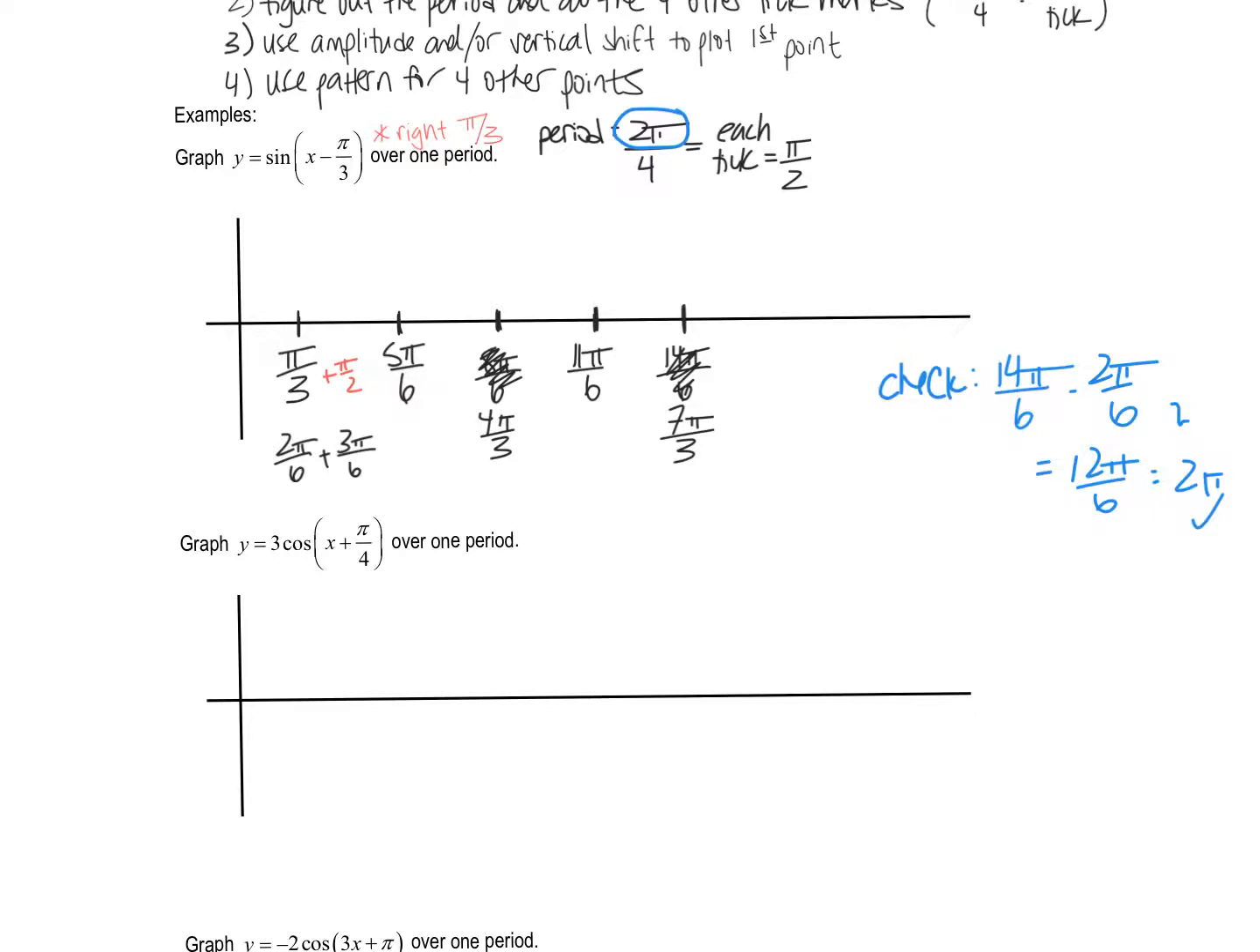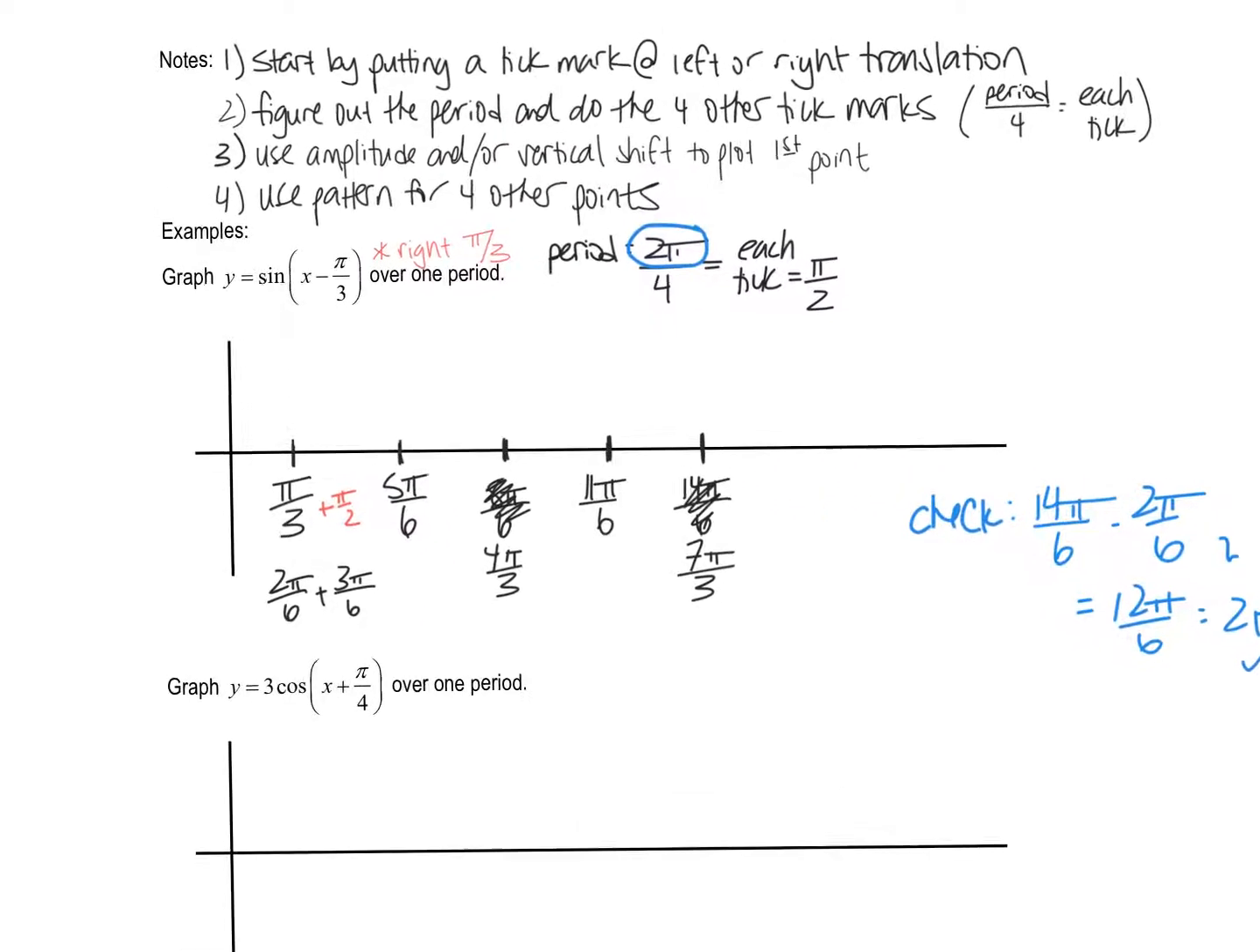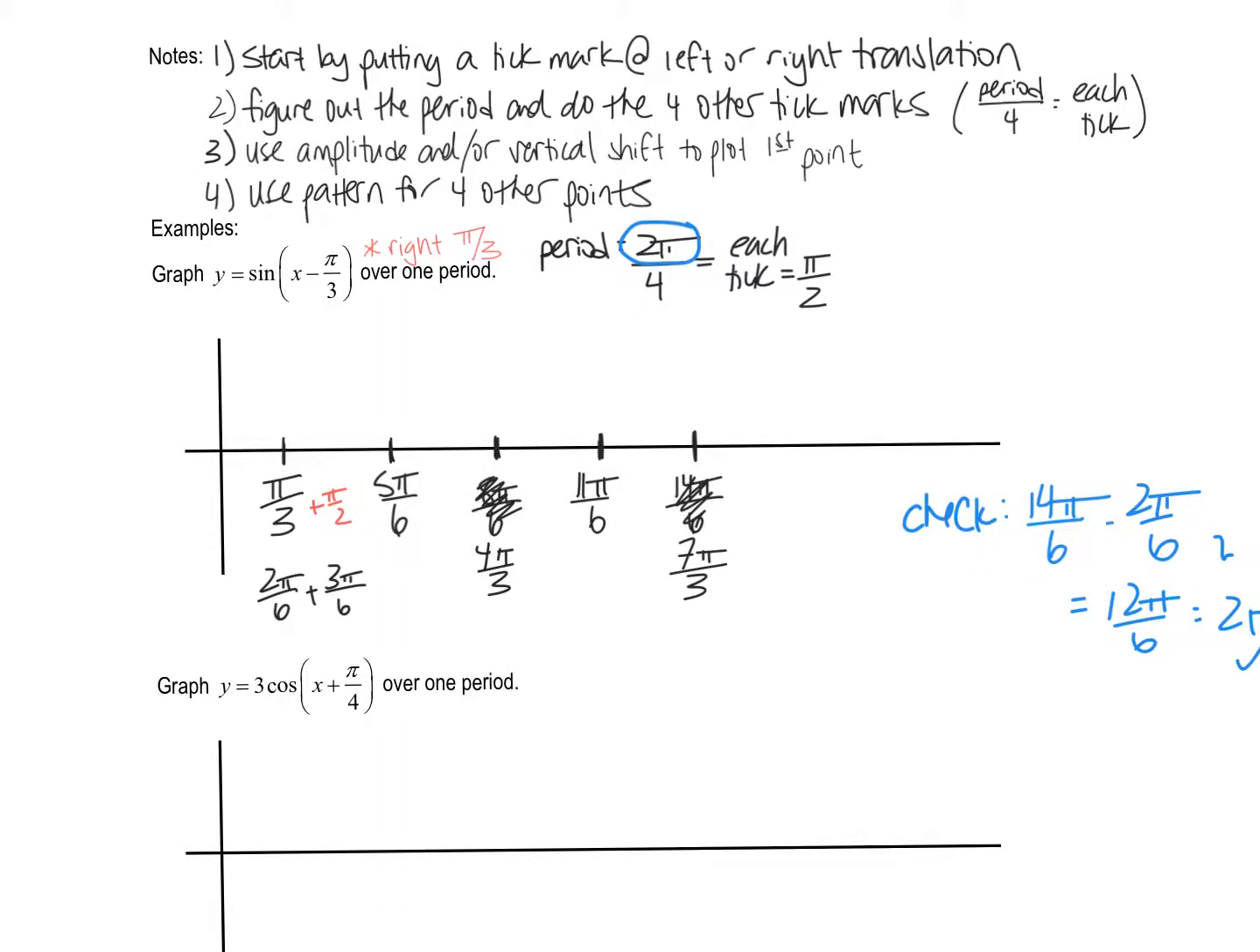I'm going to pause for 1 second, and I'm going to re-explain what I just did in case you missed something. This negative pi over 3 within the parentheses means shift to the right pi over 3. That's my very first tick mark. My last tick mark is not going to be 2 pi because everything was shifted to the right. However, because there is not a number here with the x, that means that my period is 2 pi, which means the distance between my first and last tick mark is 2 pi.